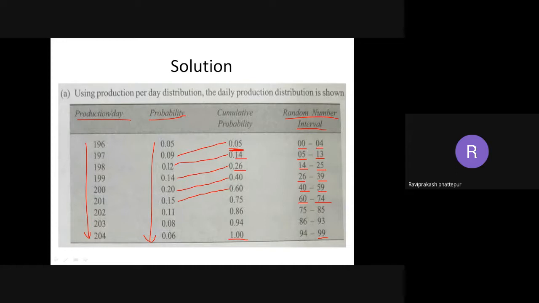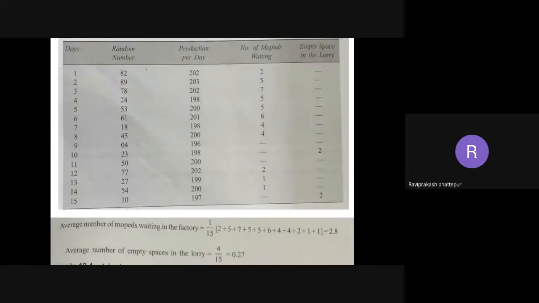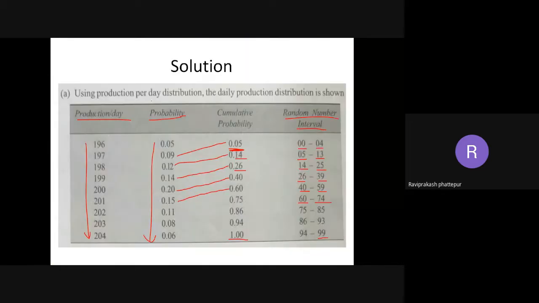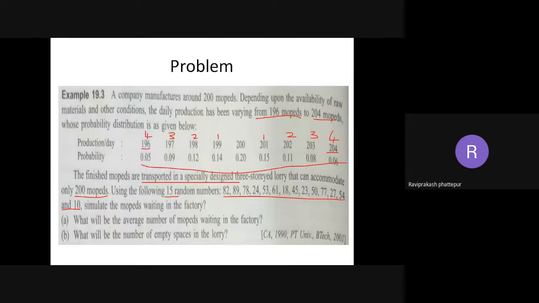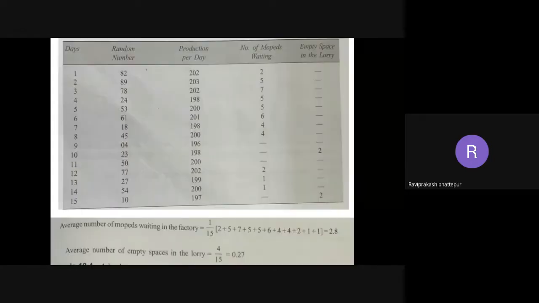So first, leave everything and listen to how to solve the problem. Next, there were 15 random numbers which were given. If you see here, 82, 89, 78, 24, and so on. There are 15 here. I told you, as many random numbers as they are given, it will be for that duration. Here duration is measured in days, so we are basically simulating 1 to 15 days.